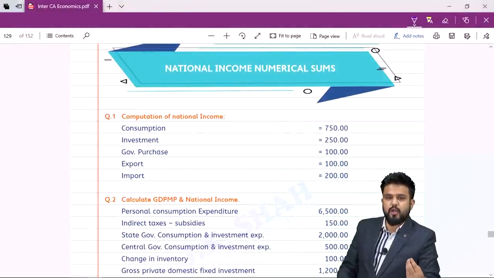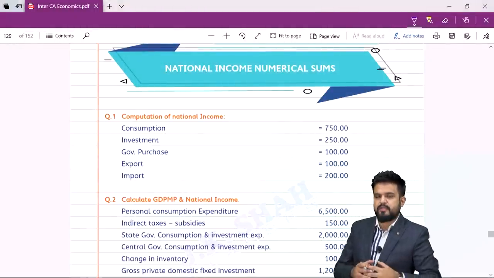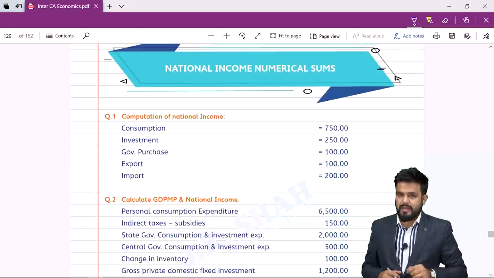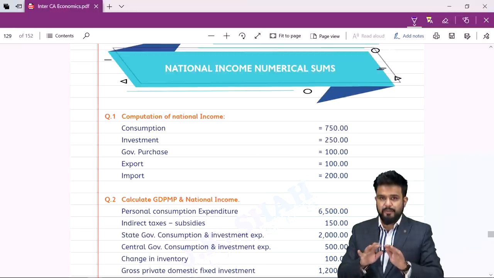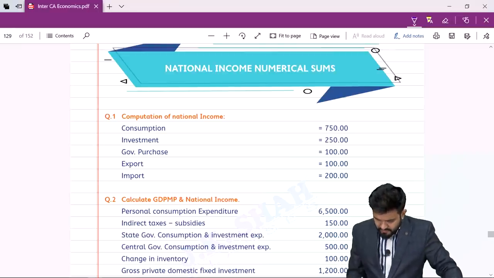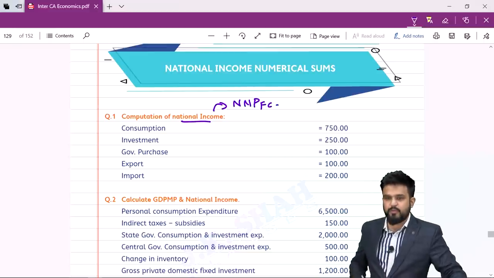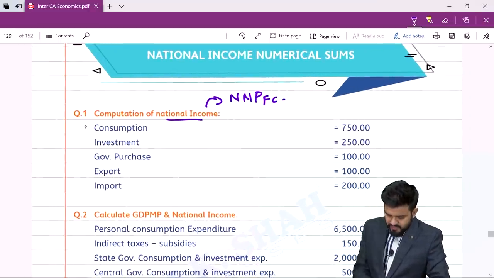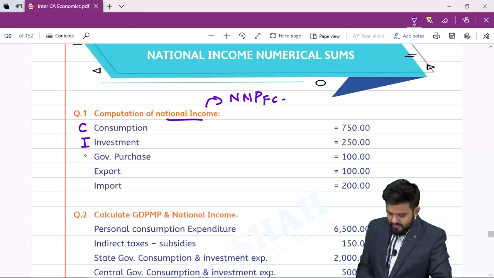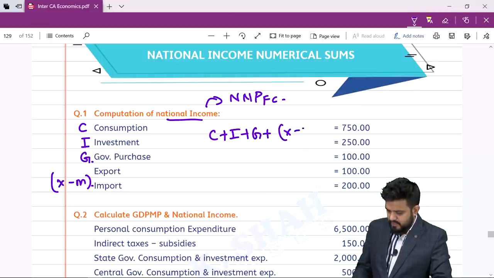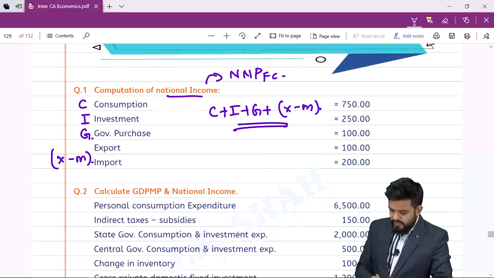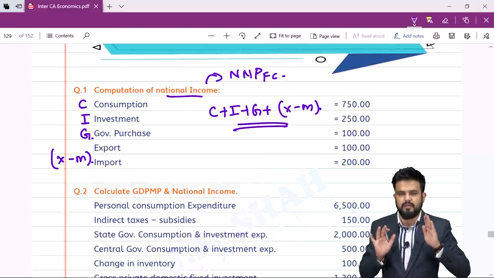Now students, we will quickly discuss a few numerical sums which may be asked in the exam, completely based on national income. Now have a look. First question is very simple. It's a very plain simple sum. Compute national income, that is nothing but NNP FC you are supposed to find. Consumption is given, that is your C. Investment is given, that is your I. Government purchase, that is your G. Export import is given, X minus M. So use the simple formula, C plus I plus G plus X minus M. Accordingly you calculate, you get the answer. Very simple. Go with the flow.